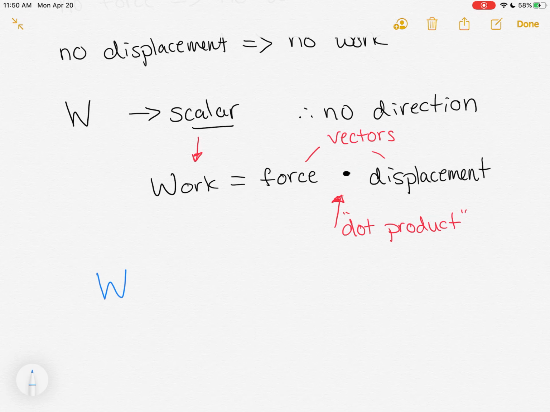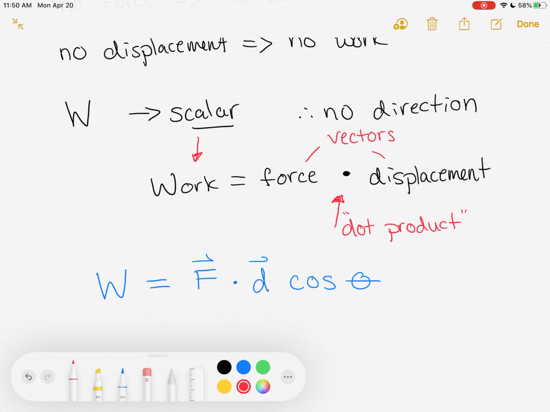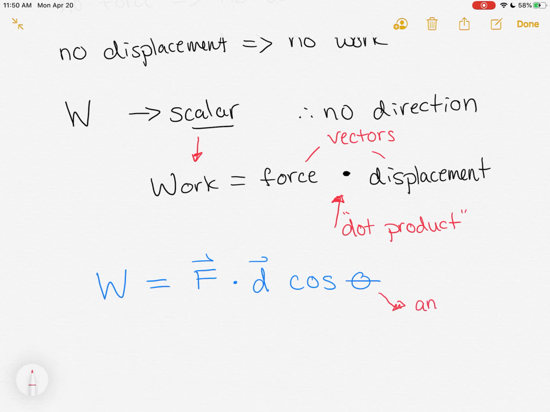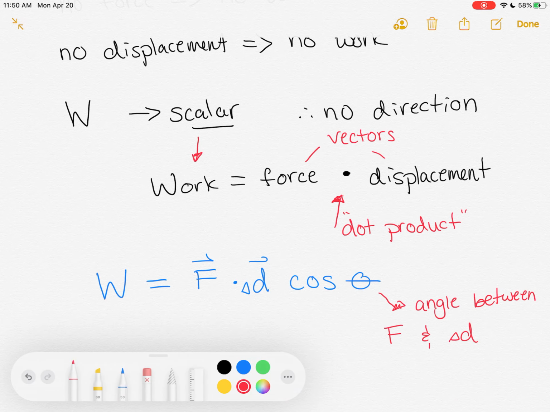Okay? And so what the formula starts to look like is we have our work is equal to our force times our displacement, and so we know both of those are vectors. And then cos of the angle in between them. Okay, so this angle is the angle between the force and the displacement. Sorry, this should have been a delta D up here.